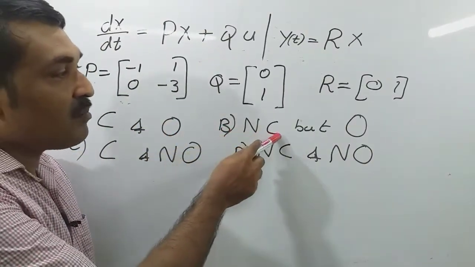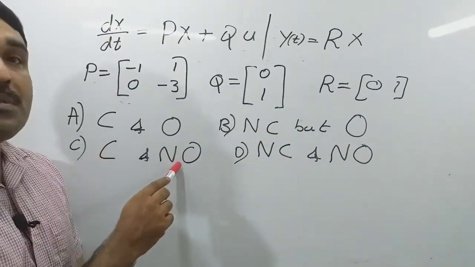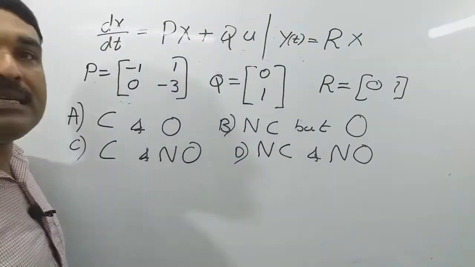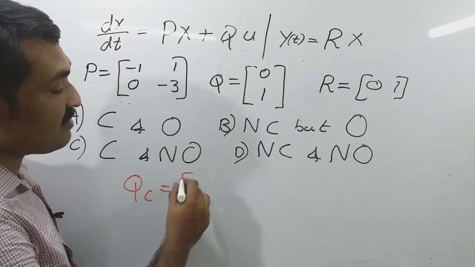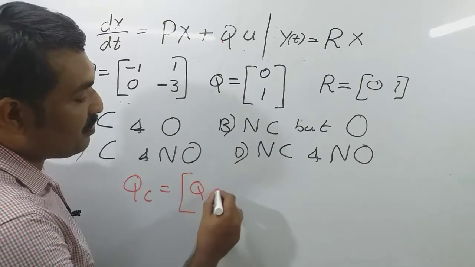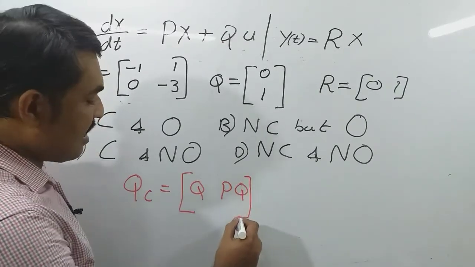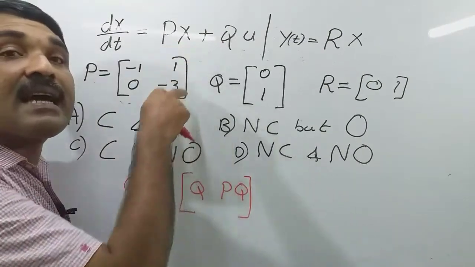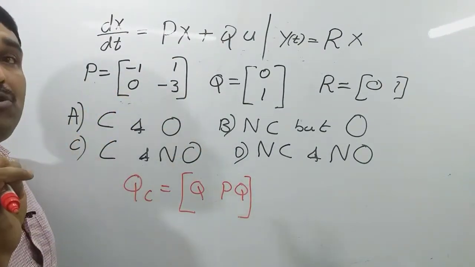B, not controllable but observable. C, controllable but not observable. And D, not controllable and not observable. In standard form, the controllability matrix QC is given as [Q, PQ], and the rank of this matrix should be 2, since this is a second order system, since the order of the P matrix is 2 by 2.